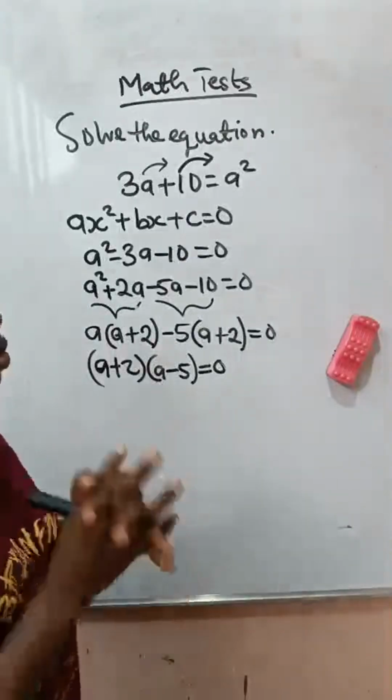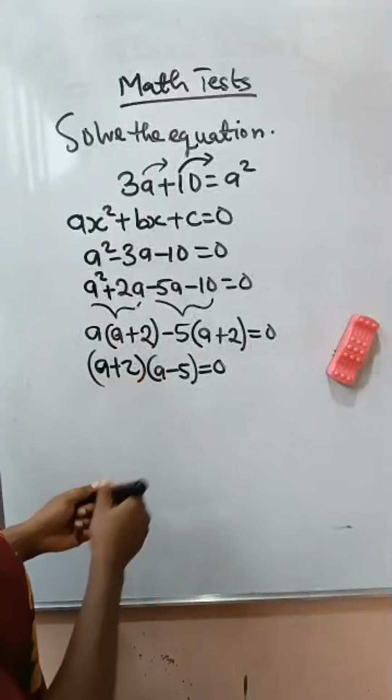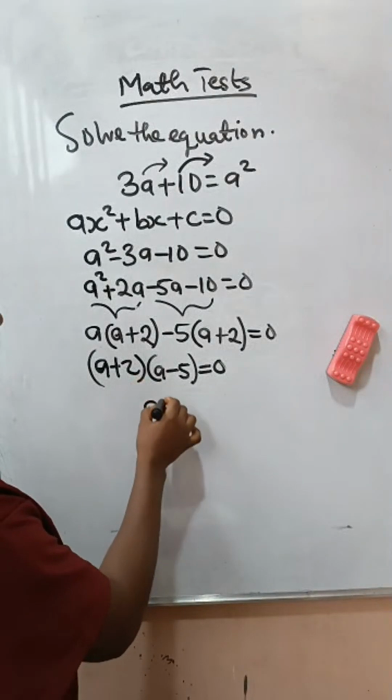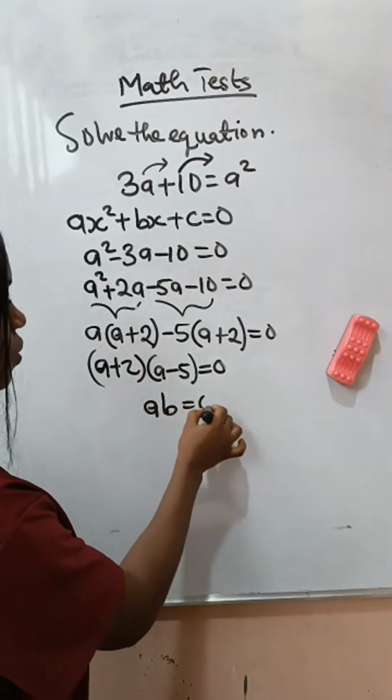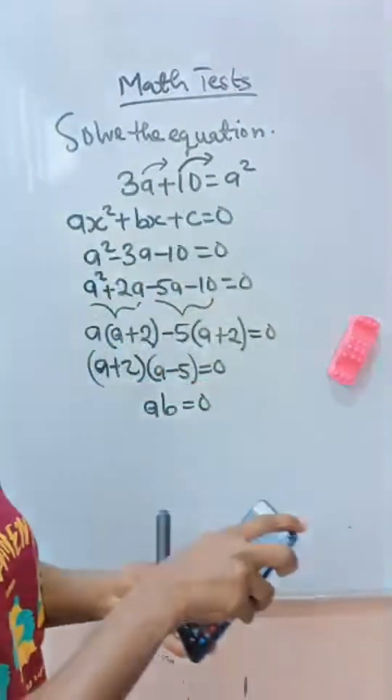Now, I want you to note that when you say that A multiplied by B is equal to 0, I hope I'm not fast.